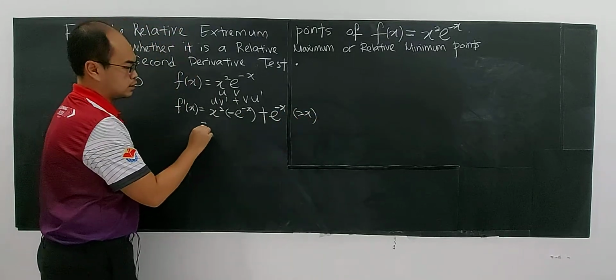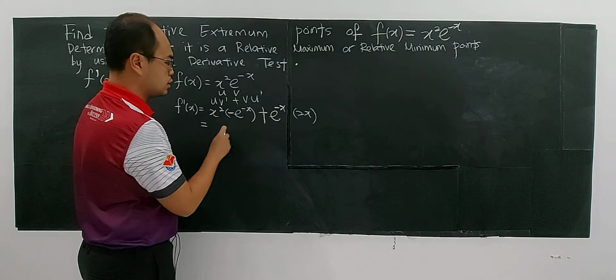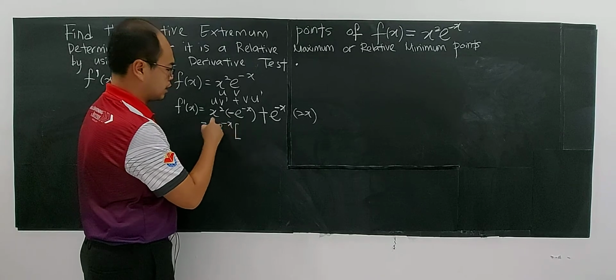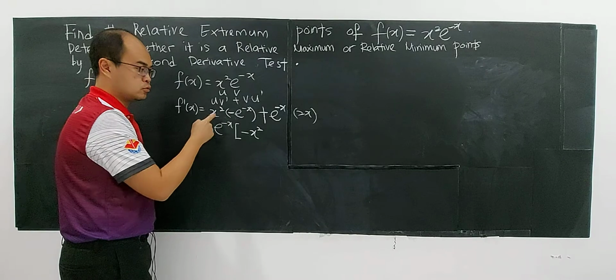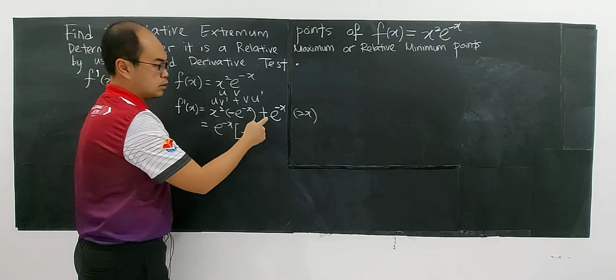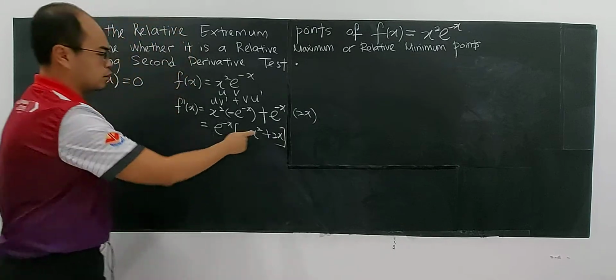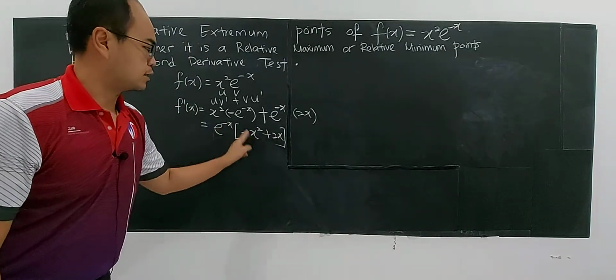You can factorize the common factor. e to the power of negative x is a common factor, so you will have e to the power of negative x times negative x squared plus 2x. This is your f prime x. See that I factorized to get this.